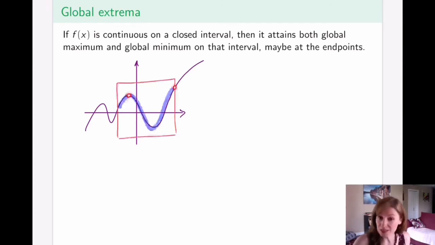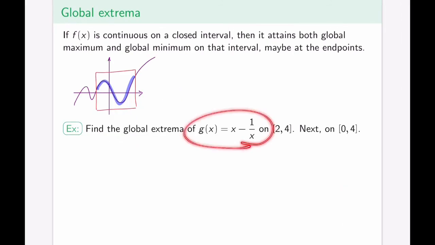But what this says is that if you're asked to find a global maximum or global minimum, all you have to check are critical points and endpoints of your interval. You don't have to perform any other kind of analysis. So for our first problem here, let's take the function that we already worked with, x minus 1 over x, and look for global extrema, first on the interval from 2 to 4, and then on the interval from 0 to 4. So, as already discussed, all we need to do is check the critical points and the endpoints.